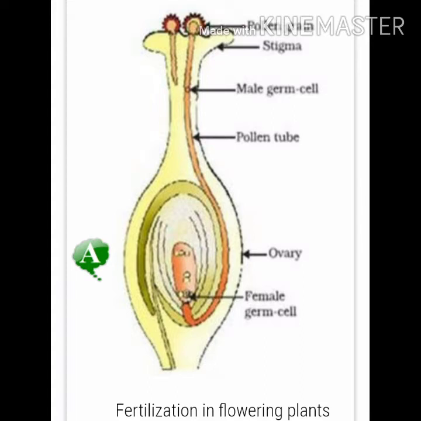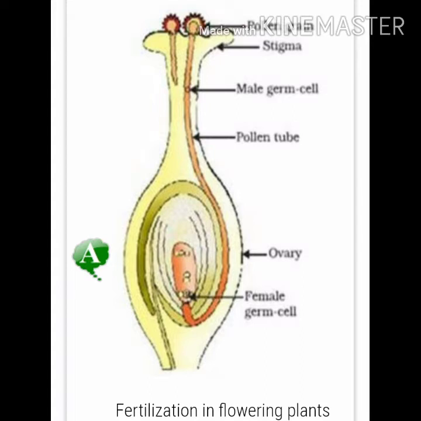So we are discussing the chapter reproduction in plants. We completed what the parts of a plant are, what the reproductive parts of a plant are, and what pollination is. Just after pollination we have to study the process of fertilization. Just recall what fertilization is. Fertilization is the process of fusion of male and female gametes resulting in the formation of zygote.